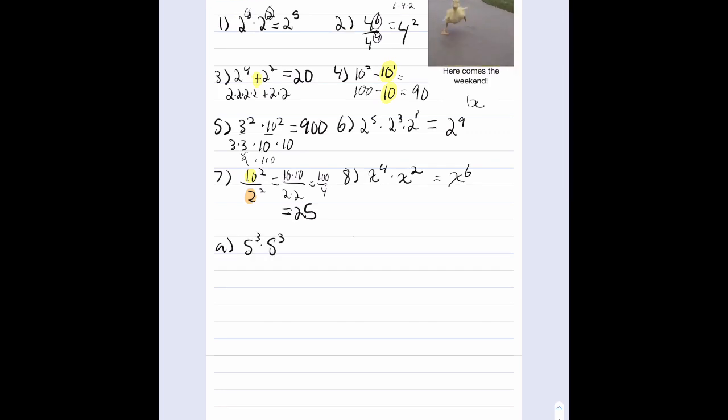So let's write some of these down here. A is 5 to the 3rd times 5 to the 3rd. B is 2 to the 4th times 2 cubed, all over 2. C is 10 squared over 10. So you guys are copying this down.